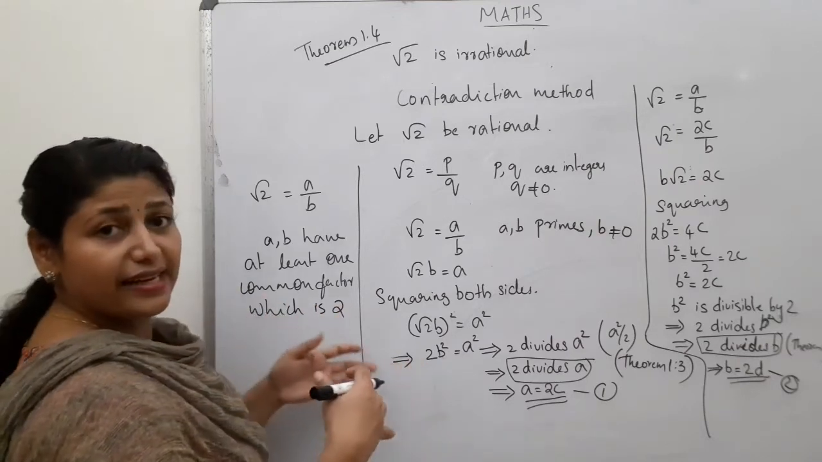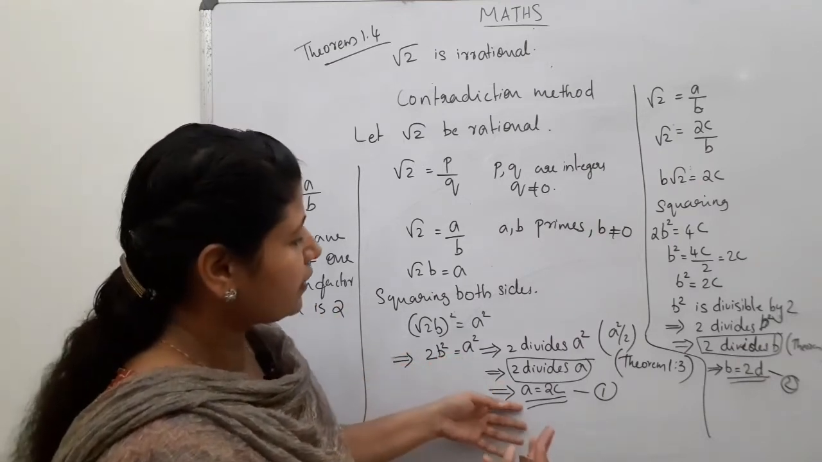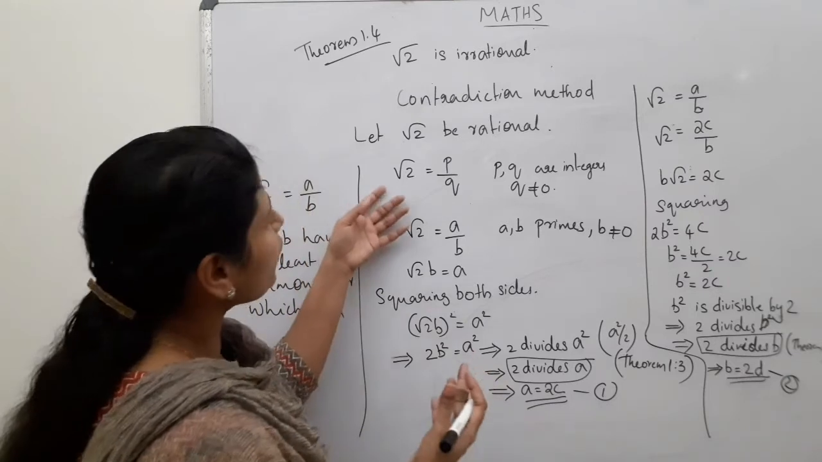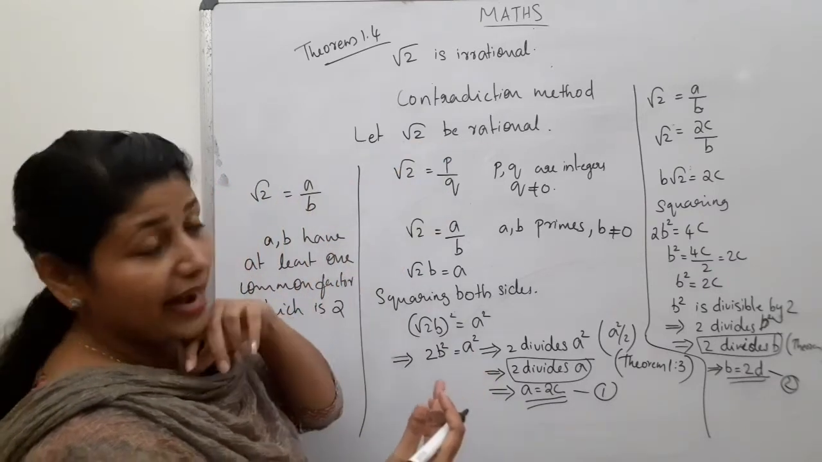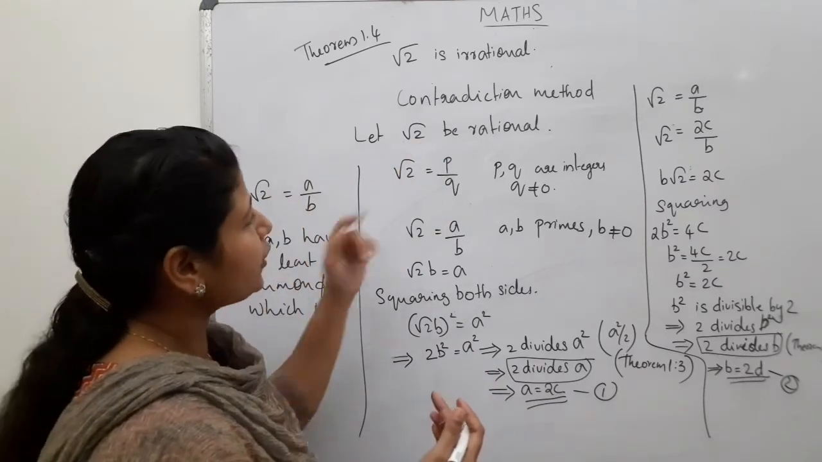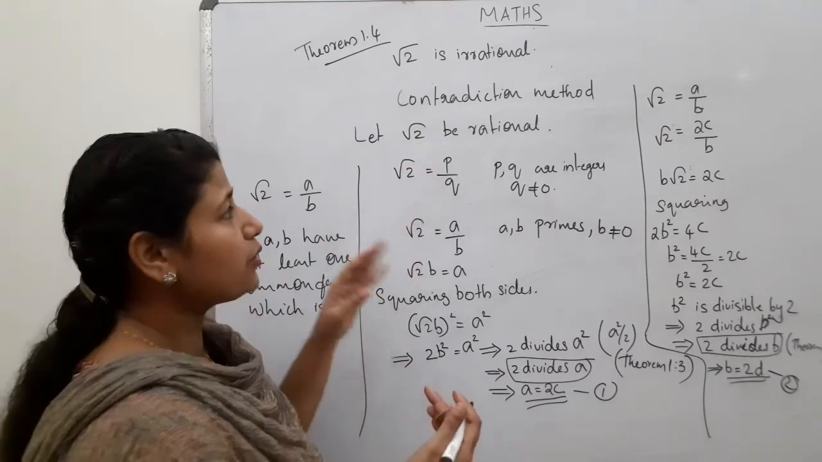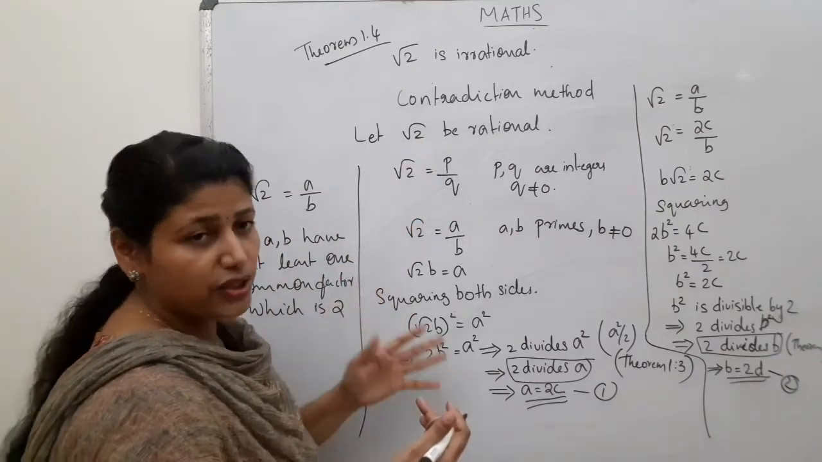So this is a wrong assumption. This is wrong, because we got this due to our wrong assumption that root 2 is rational. So we can conclude that root 2 is not rational. That means root 2 is an irrational number.